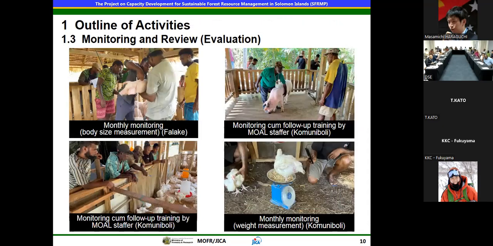So under monitoring and review, the Ministry of Agriculture and Livestock officer advisor that the project engaged visits the community occasionally when requested to check on the health of the pigs, mainly the health and condition of the pigs, as well as the environment, how the activity affects the environment also. And he gives technical advice to the community. And likewise for chicken farming.